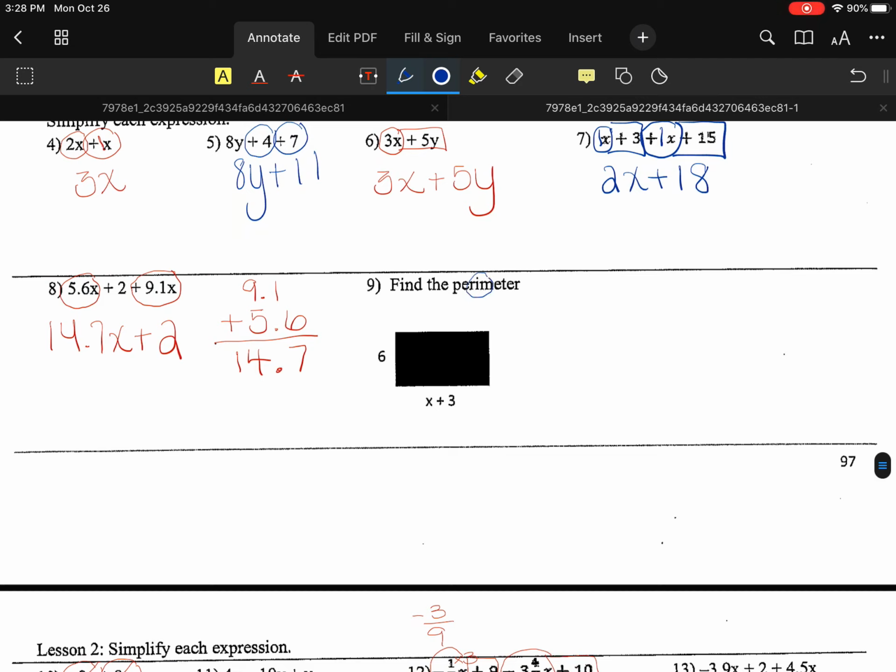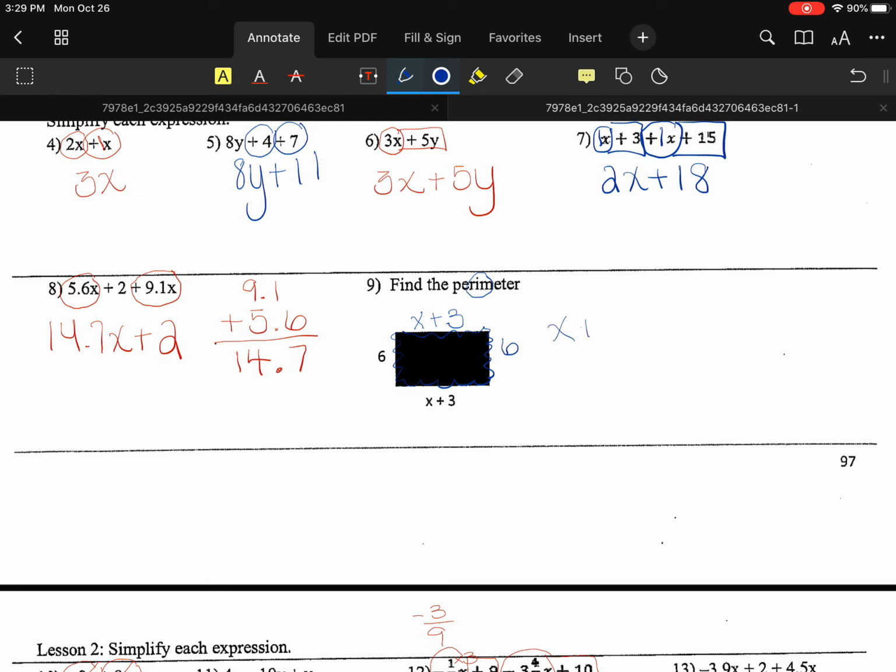Number 9 asks you to find the perimeter. In the word perimeter is the word rim. So we need to add up everything around the rim. Now we do have sides missing here, but we know opposite sides in a rectangle are equal. So if my base is x plus 3, my length on the bottom, and then my length on the top is x plus 3. If my width is 6, then my width on the other side is also 6.